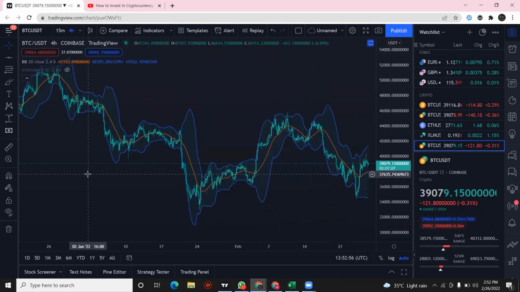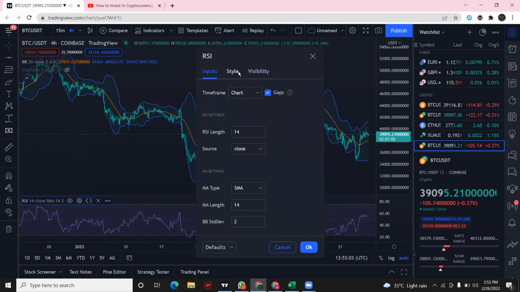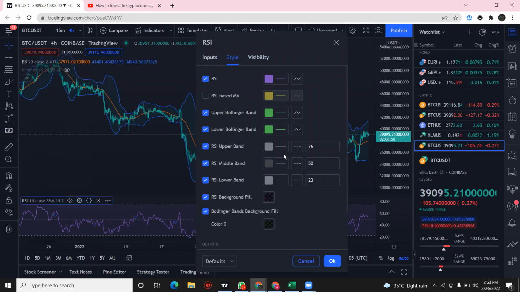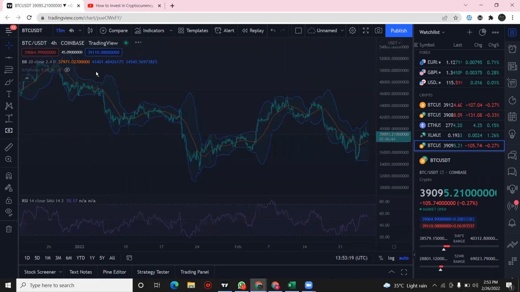Then after that, add in your RSI, relative strength index. Click on the settings, change the upper band to 76, and the lower band to 23. Those two, 76 and 23. Then that's all. Now you go to the 15 minutes time frame.